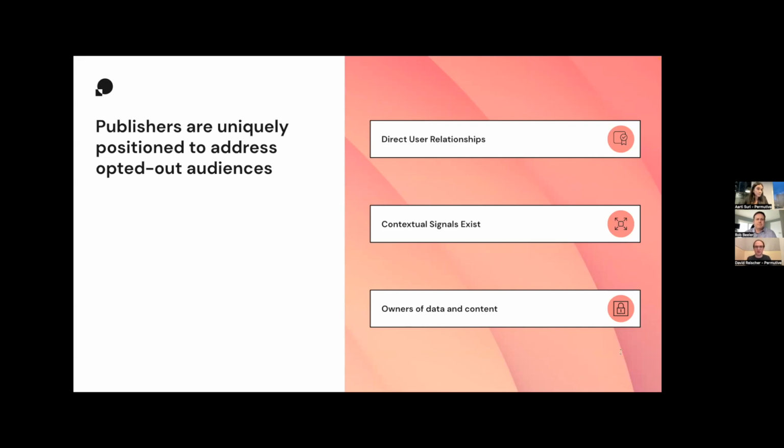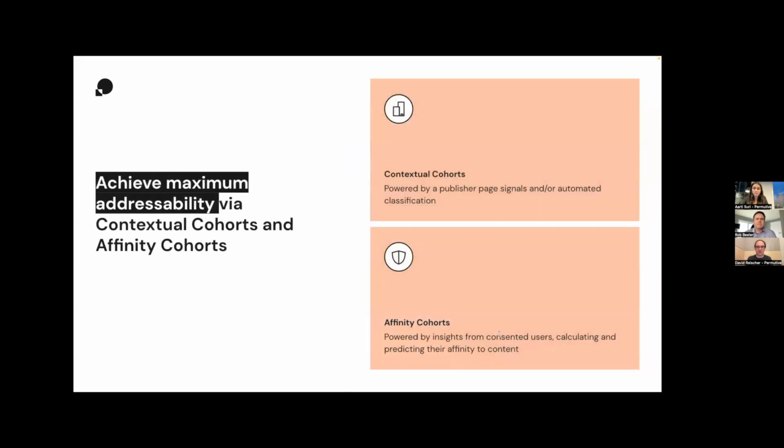Affinity cohorts, on the other hand, are really like the next generation of contextual targeting, I would say. They are about maximizing addressability by reaching opted out audiences, but doing this using unique audience data. And for the rest of the session, I really want to focus on those affinity cohorts and go into more detail on what they actually are.